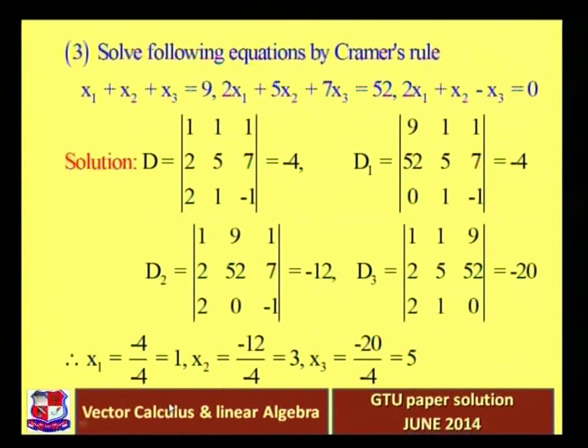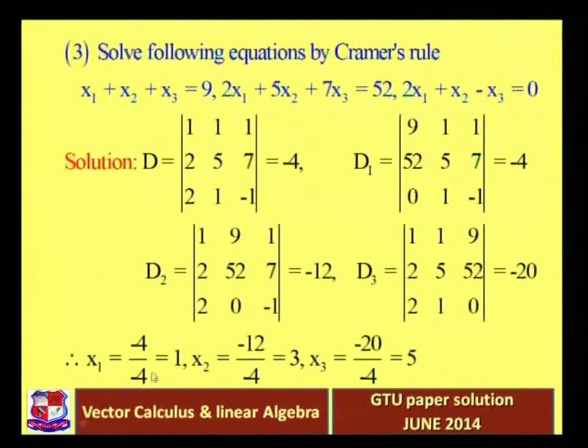Now the value of x1 is minus 4 divided by minus 4, equal to 1, because this is D1 divided by D. The value of x2 is D2 divided by D, that is minus 12 divided by minus 4, so we get 3. And the value of x3 is minus 20 divided by minus 4, that is equal to 5.